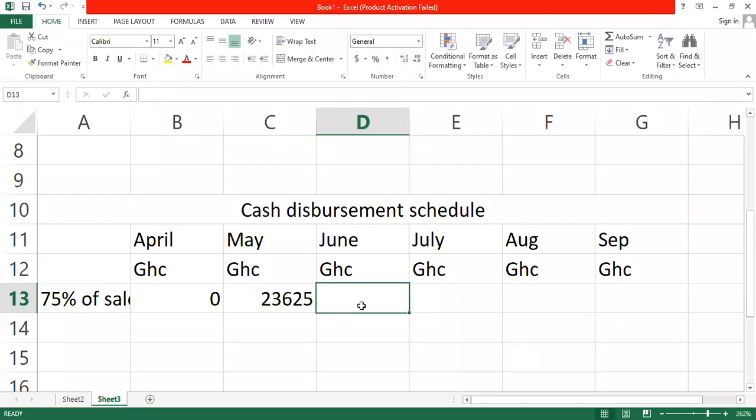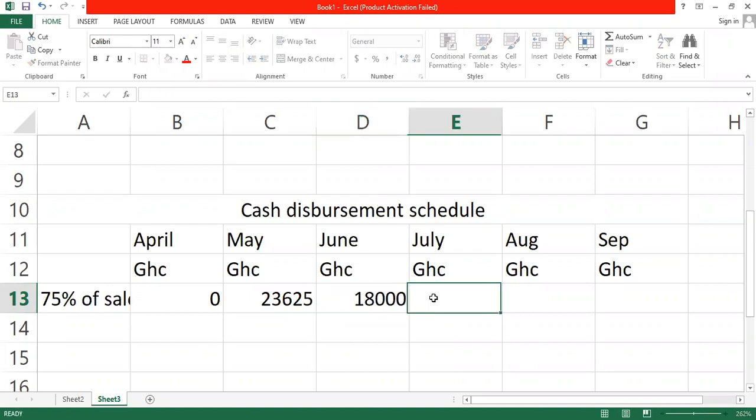75% of May's money will be received in what? June, isn't it? Okay, let's move on. 18,000. And 75% of June's money will be received in July, isn't it? Yes. Okay, let's move on. Joyce, are you okay now?